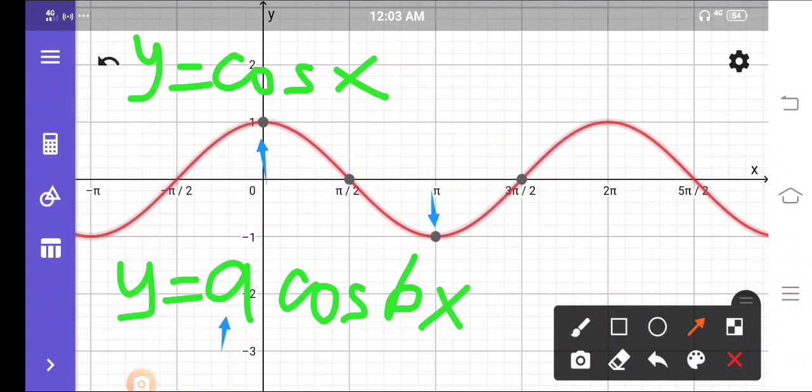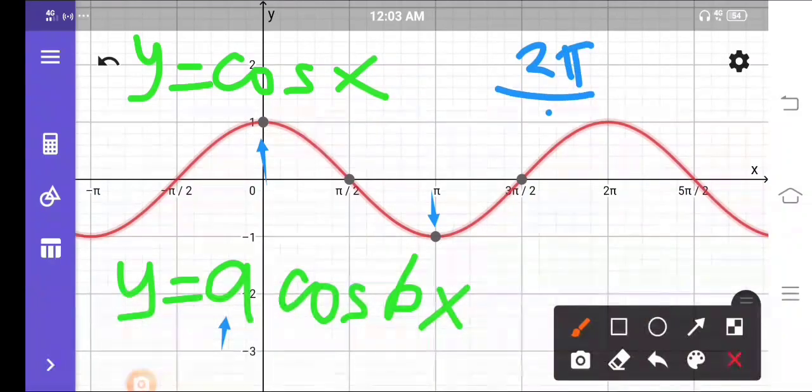How about the period? Period is one complete cycle. So in finding the period, we make use of the formula 2 pi over b. So in this case, b is equal to 1. So 2 pi over b, or 2 pi over 1, is equal to 2 pi. So one complete rotation or one period is from 0 to 2 pi.